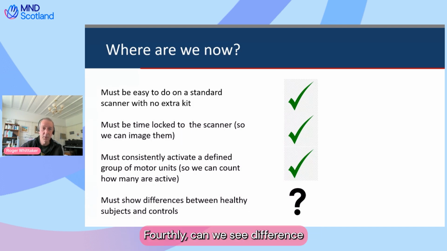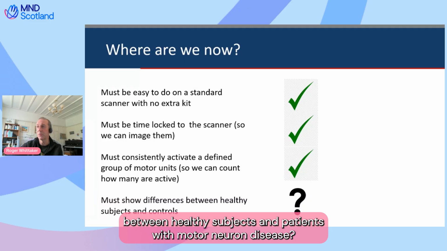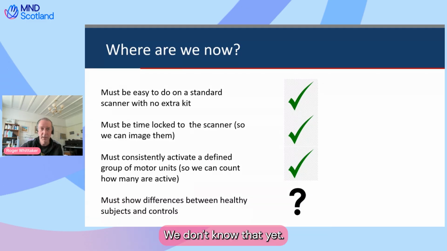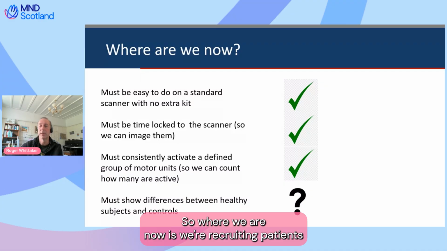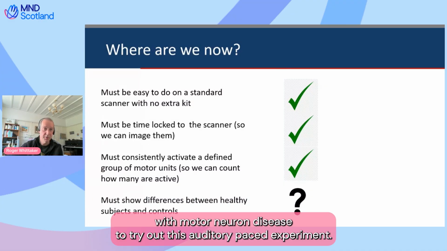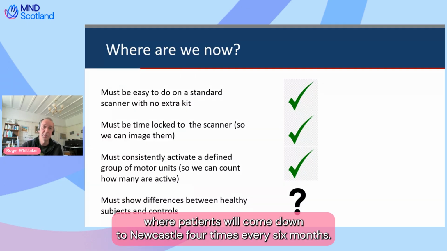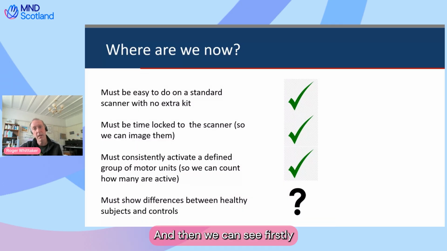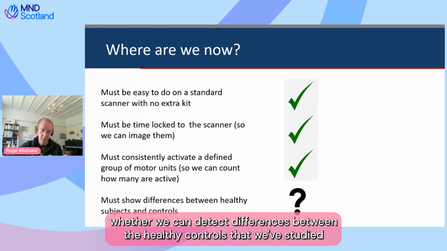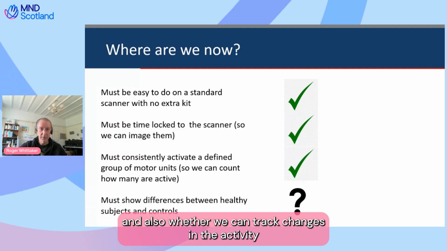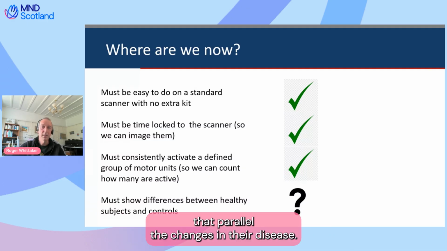Fourthly, can we see difference between healthy subjects and patients with motor neuron disease? We don't know that yet. So where we are now is we're recruiting patients with motor neuron disease to try out this auditory paced experiment. And we're planning a longitudinal experiment where patients will come down to Newcastle 4 times every 6 months. And then we can see, firstly, whether we can detect differences between the healthy controls that we've studied, and also whether we can track changes in the activity that parallel the changes in their disease.